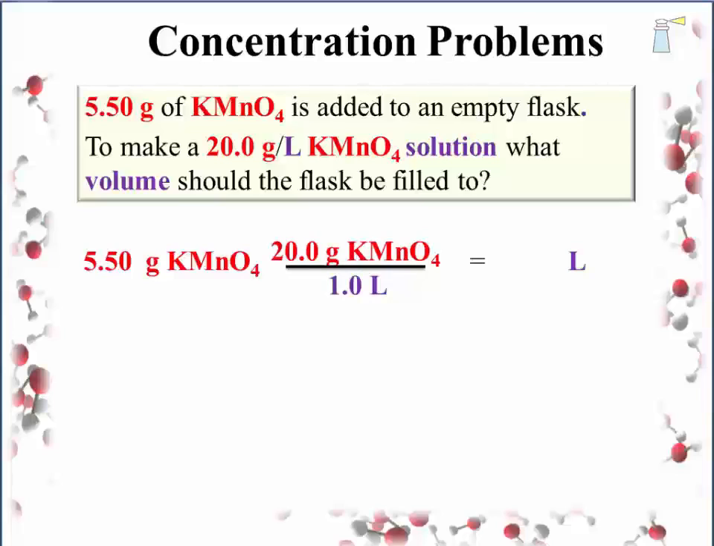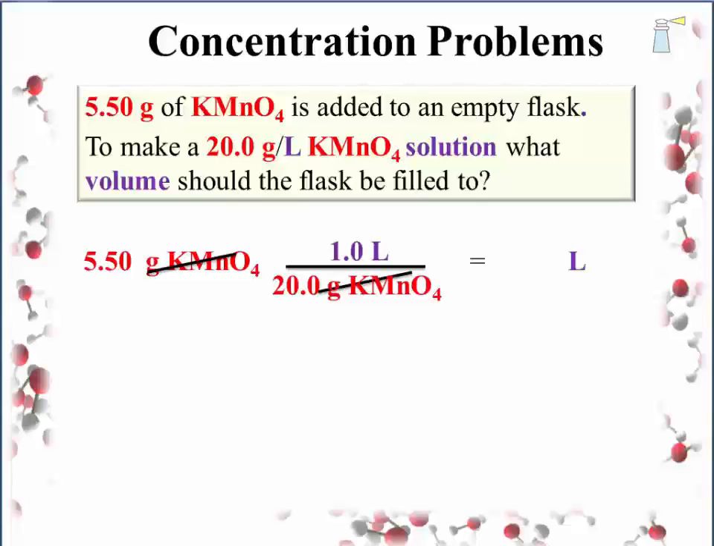Is this the correct orientation of the concentration? Do given units of grams cancel out? No, they do not. A flip of the concentration is needed. Grams of potassium permanganate have to be in the denominator to cancel out with the given units of grams.